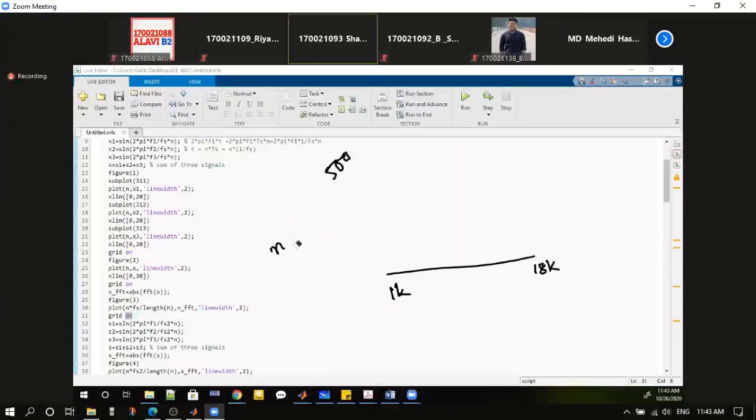Sir, can you explain line 28 again? Line 28 of the code. Yes, sir. That is a function to transform from the time domain to the frequency domain. This is the fast Fourier transform. The detail of this, you will learn when you are doing DSP, digital signal processing. For the time being, you should remember that this is the algorithm for transforming the time domain to the frequency domain.